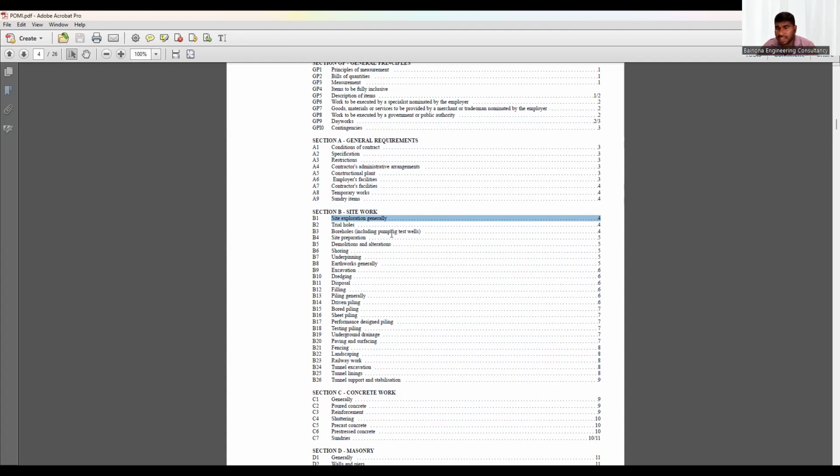You have to understand the site. So understand the site. What are the activities there? You have to do the soil investigation. Okay, that is one thing. What do you do with the soil investigation? That is under the site exploration, I'm talking about B1, under section B, site work, the section called B1.